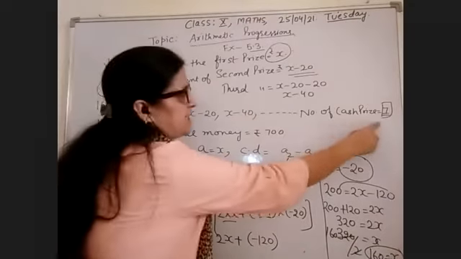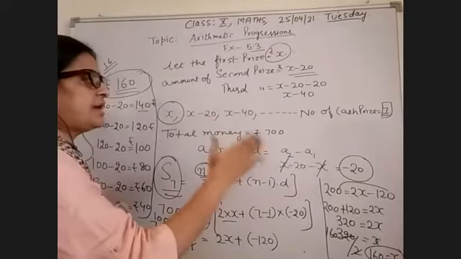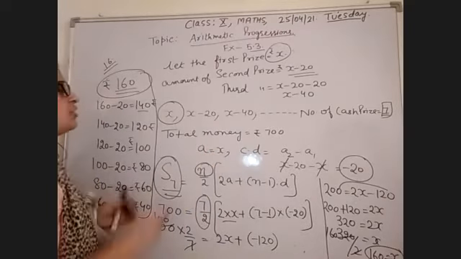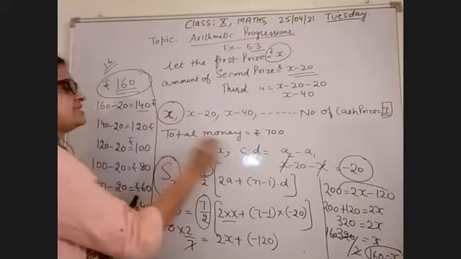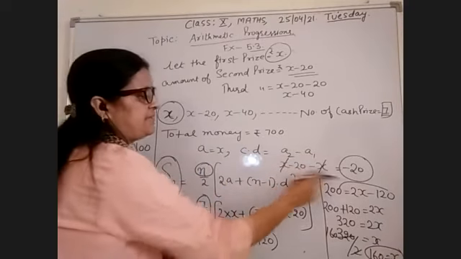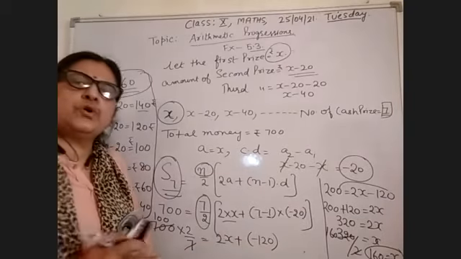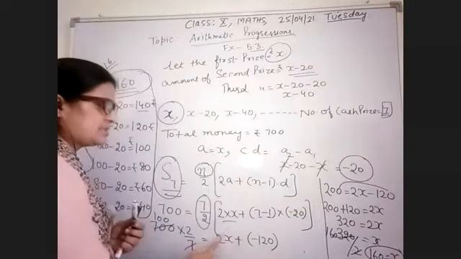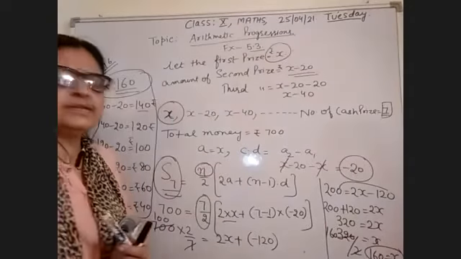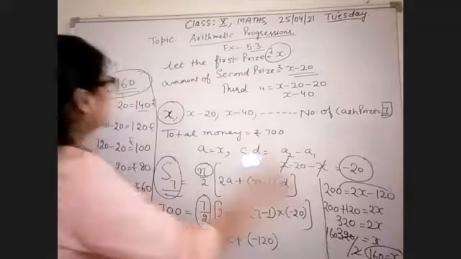A number of cash prizes given to the student 7. All the things you have to write down. Your first term is X here and the common difference in the question is X minus 20 minus X. You cancel and the common difference is minus 20. Now put all these values in the question and you will find the value x equal to 160 आ गया, 160 आ गया.